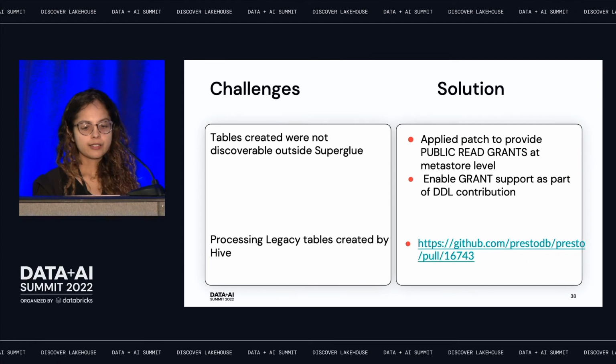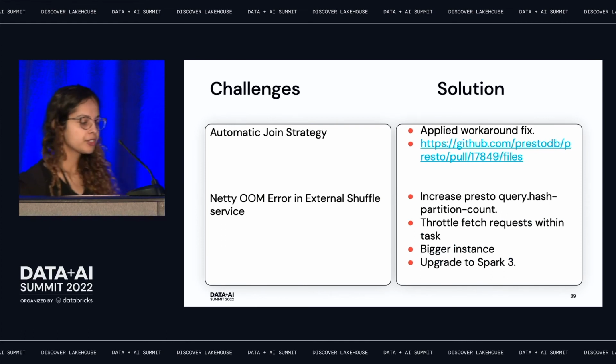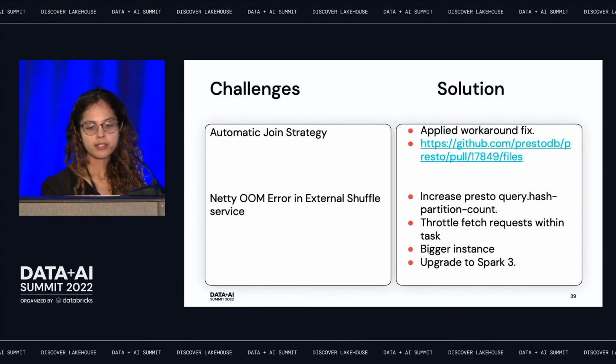Then the other was the tables just created were not discoverable outside Superglue. We applied a patch to provide public read grants, and as part of the DDL support, you can always run grant statements. Then we provided a fix for processing legacy tables, which is created by Hive. Now these two are interesting ones.